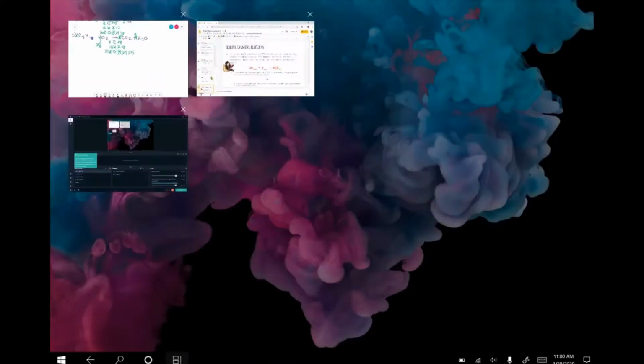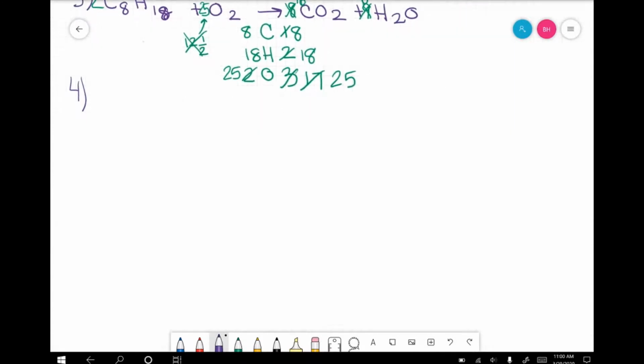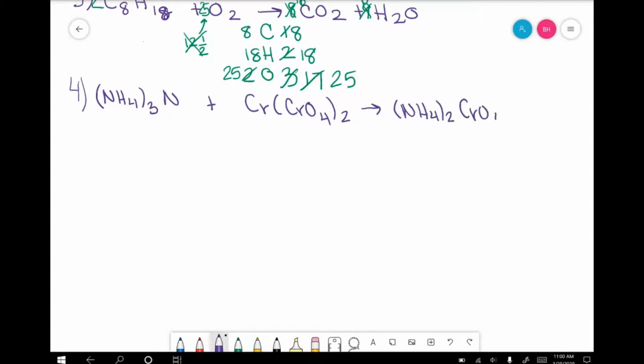Number 4 looks like it could be really complicated, but there actually is a shortcut that we're going to be taking for this one. So I have NH4, and I have 3, and there's nitrogen, plus CrO4, that's a polyatomic ion, and then we have (NH4)2CrO4 plus Cr3N4.